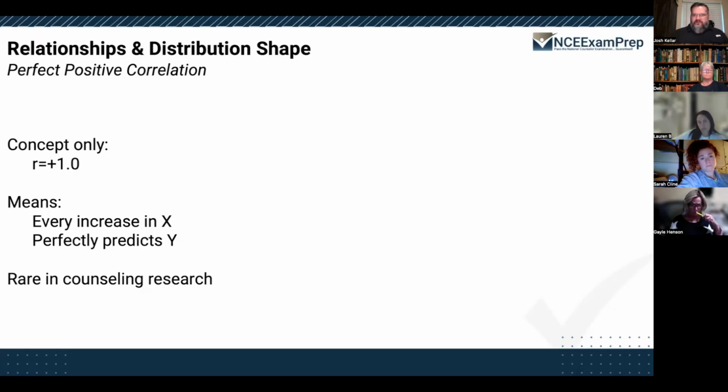This is very, very rare in counseling research, as you can imagine. That level of predictability is pretty much unheard of. So do we understand a perfect relationship? We can predict the amount of change in each and how they're going to be affected.